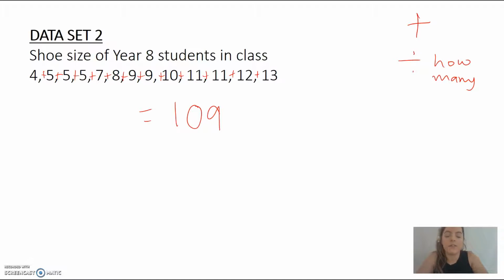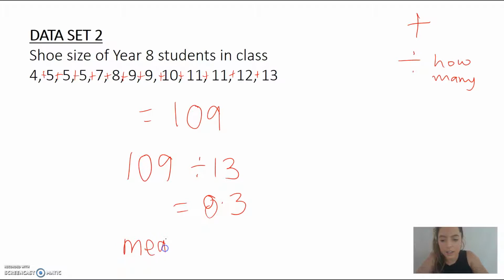What we now need to do is divide the total, which is 109, by how many numbers are in the data set. 1, 2, 3, 4, 5, 6, 7, 8, 9, 10, 11, 12, 13. So we do 109 divided by 13, and our answer is 8.3. So that means that our average for this class is size 8 shoes.